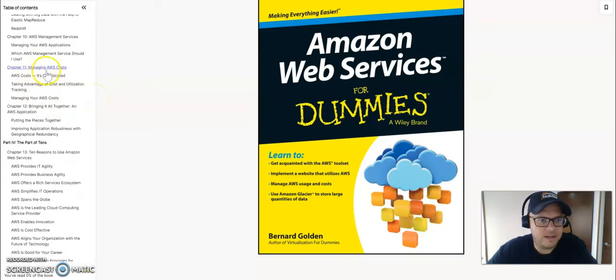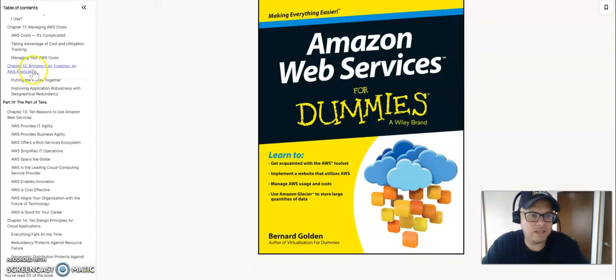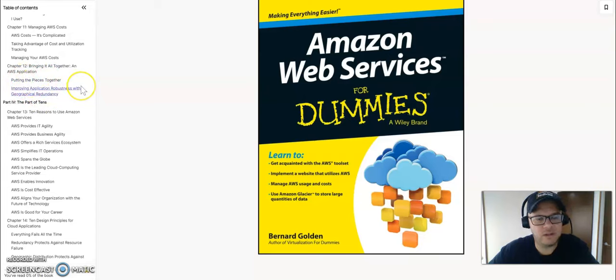Then how do you manage all the AWS cost parts of the cloud? What are the costs that you need to understand for the services that you pay for in AWS? How do you take advantage of cost utilization? How do you manage your cost? And finally, how do you bring everything together into an AWS application? There's a little example of how you put all these pieces of the basic AWS infrastructure into your application.